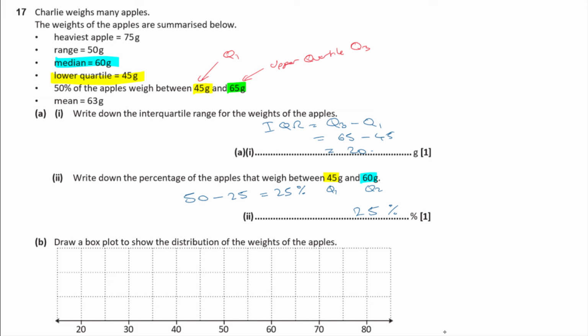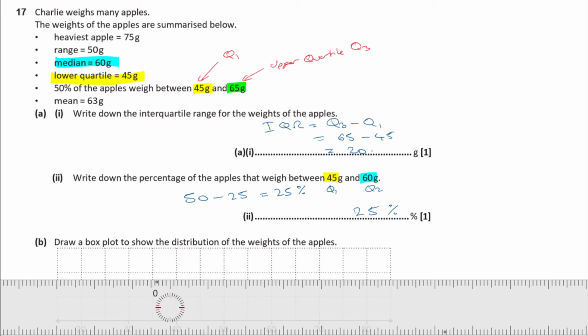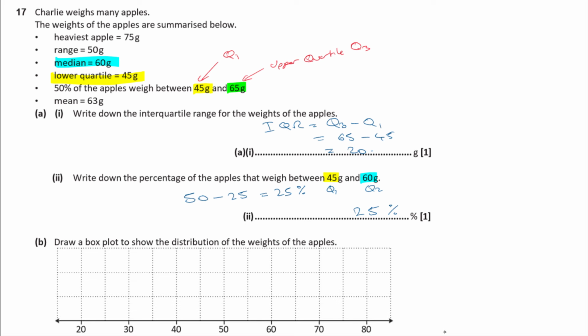Right, finally, draw a box plot to show the distribution of weights of the apples. Okay, so box plots, important values for box plots. You need the highest value and the lowest value. So you've got the highest value here. That's the highest.